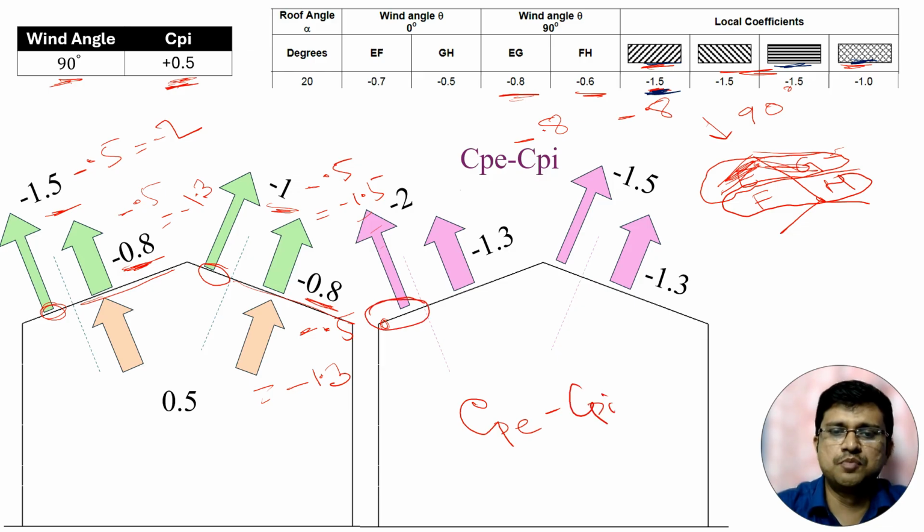And up to 4 meter we will consider minus 2. After that we will consider minus 1.3. Here up to 4 meter minus 1.5. And after that we will consider minus 1.3.